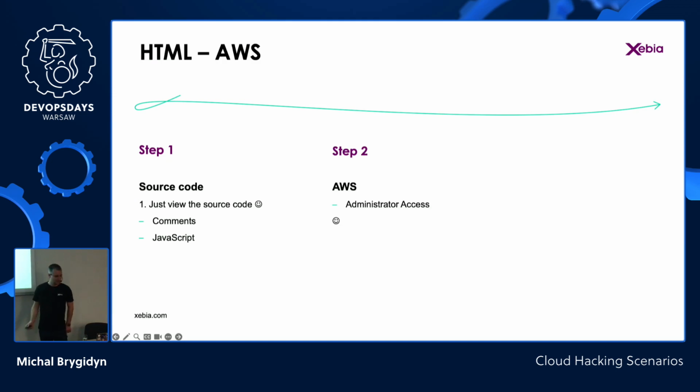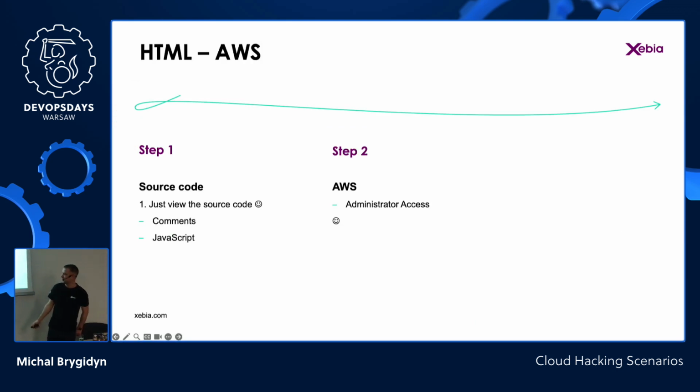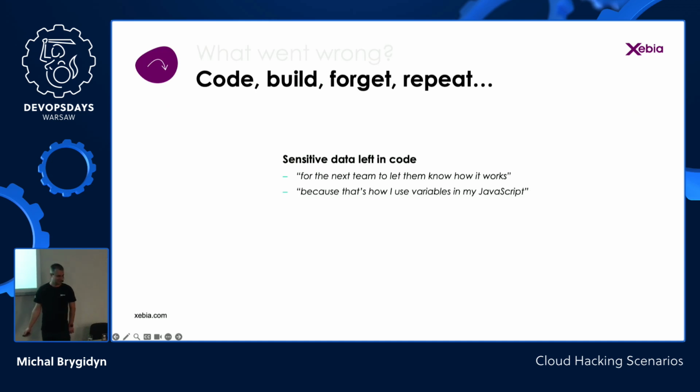And this was the admin user, and someone just put it there for the next team to pick up and work with the same AWS account. And they even left the information "removed before production." But hey, it was just ignored, because that's not the place where you should put this kind of information. What went wrong here? That's very easy and stupid. Sensitive data left in the code in a place that is that easily accessible.